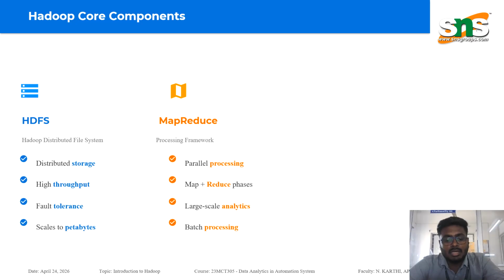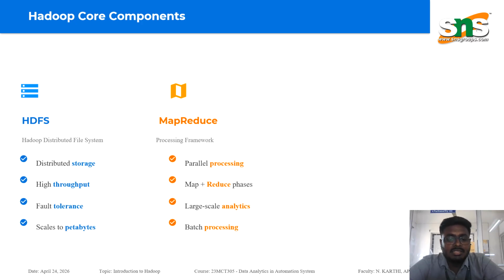Followed by this, let's look at the two core components of Hadoop in detail. First is HDFS, which stands for Hadoop Distributed File System. It is responsible for storing data across multiple machines. It provides high throughput and fault tolerance, meaning even if one system fails, data is not lost. It comprises four major features: distributed storage, high throughput, fault tolerance, and scalability.